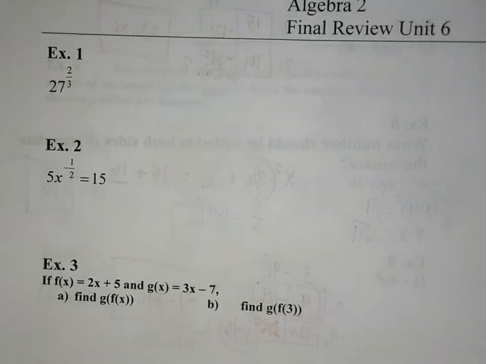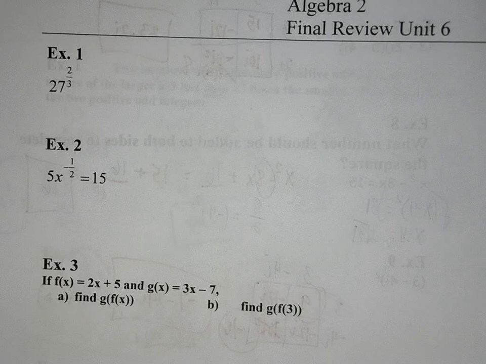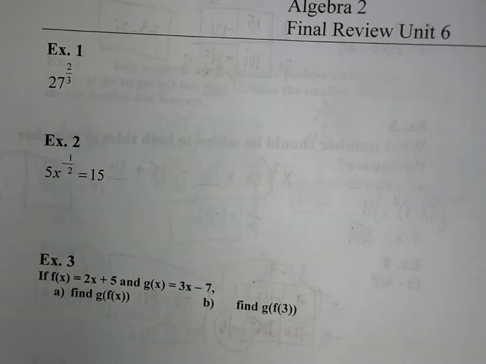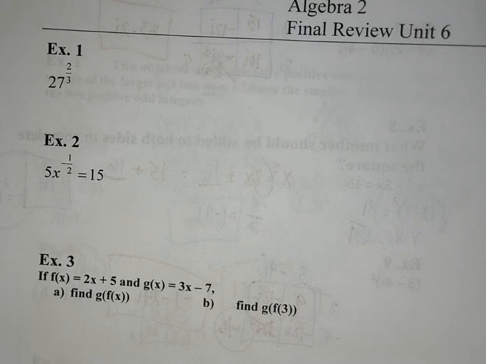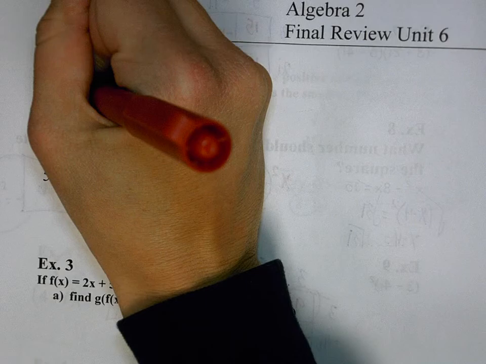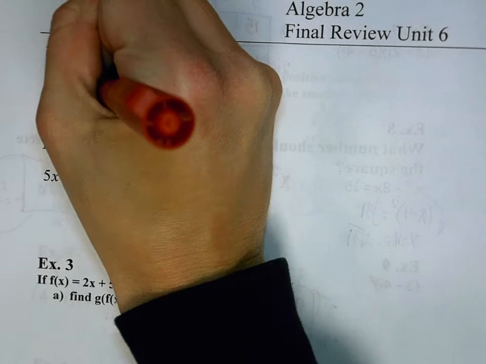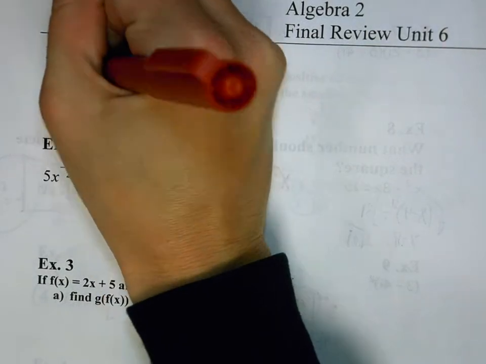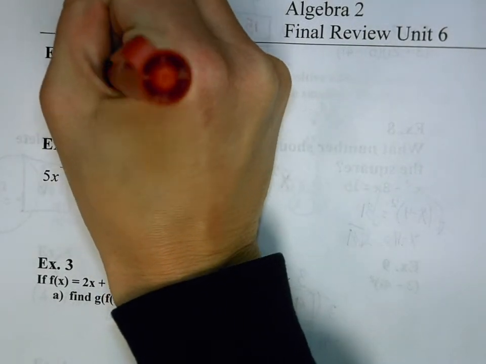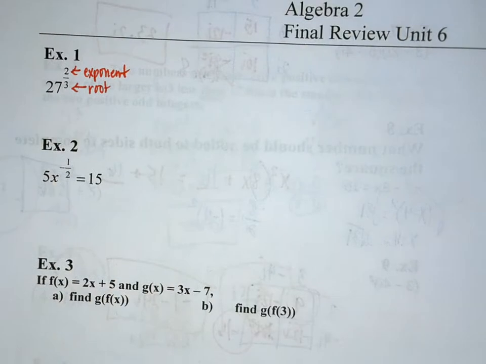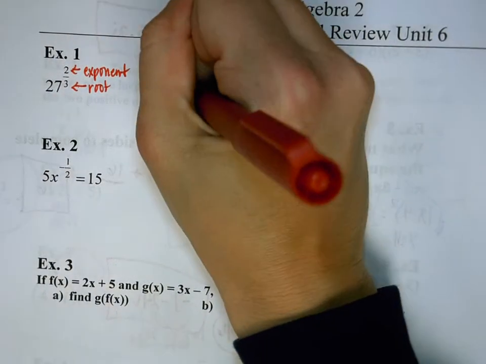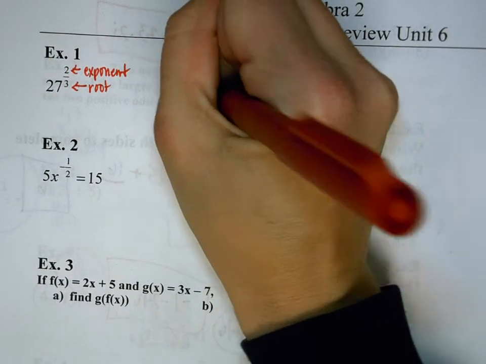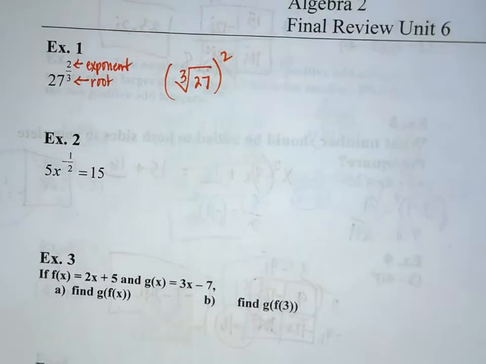Unit 6 final review. Okay, the first thing you want to do is, how do I rewrite this? You're going to be rewriting them from exponent form to root form. How do I rewrite this as a root? Who remembers? Perfect. This bottom number represents your root. This top number represents your exponent. So Mia was correct when she said we're going to write this as the cubed root of 27 squared.